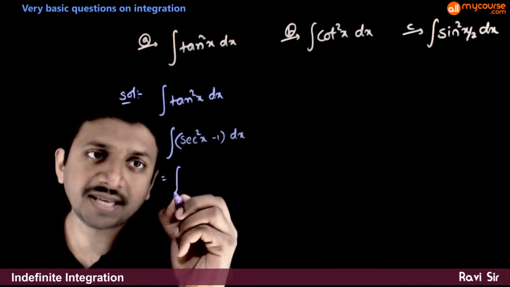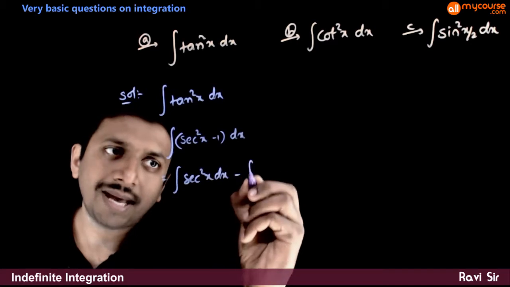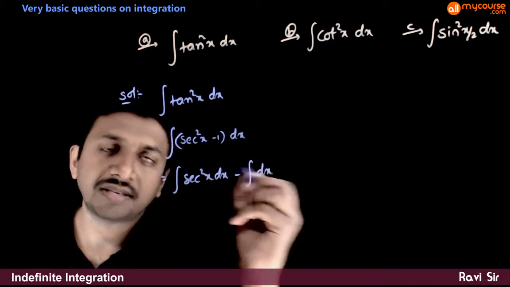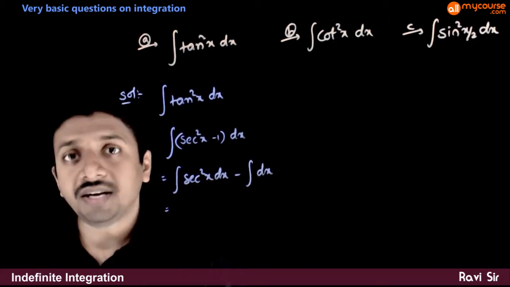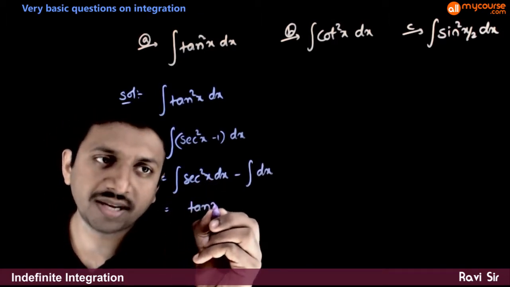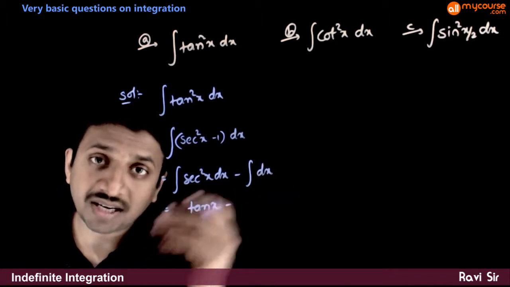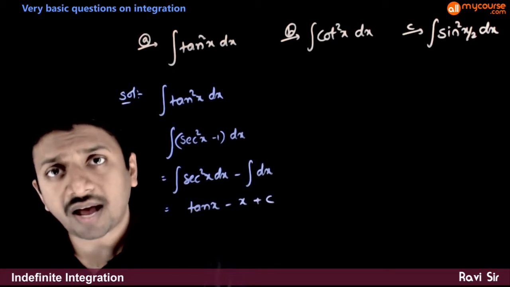Now I can separate this into integration of secant square x dx minus integration of just 1 dx, which is dx. Secant square x can be integrated directly. So the integration of secant square x is tan x, minus the integration of dx, which is x, plus finally some arbitrary constant.